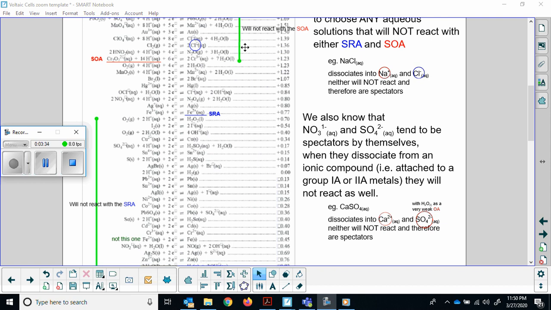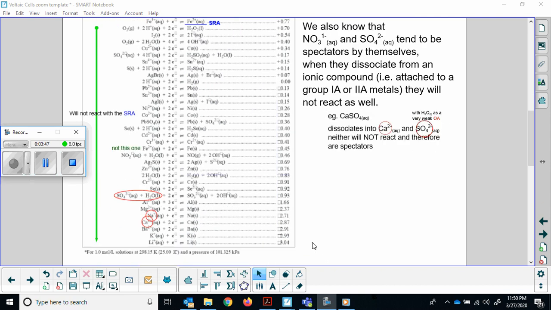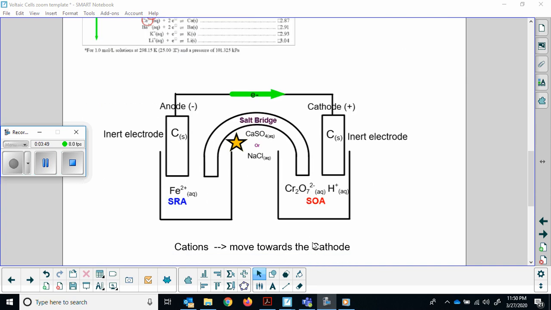Can you think of other combinations that would be good spectators for this reaction? Now to summarize, we have a salt bridge. We can choose either calcium sulfate or sodium chloride because neither ions will interfere with the original reaction of SRA and SOA.